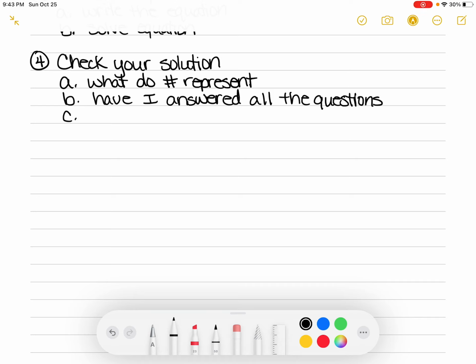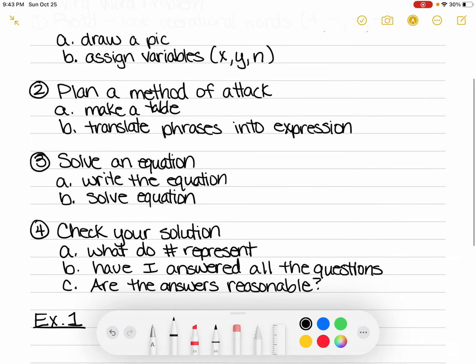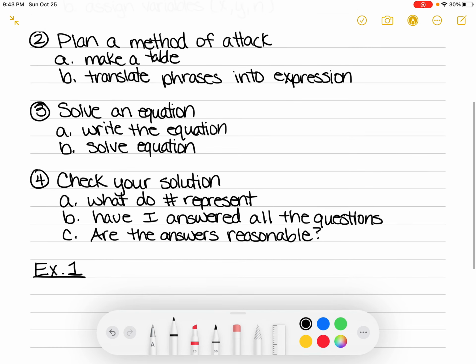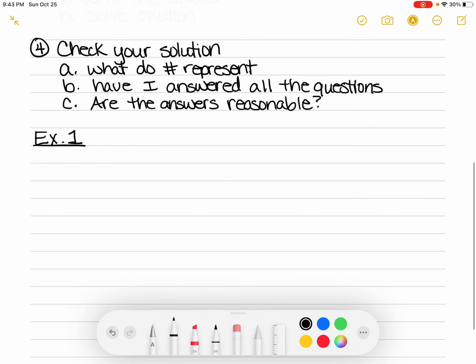And then C, this one's very important. Are the answers reasonable? If you get like negative 10 apples, that might mean maybe I didn't do it right, because you can't have negative 10 apples. So think about things like that. We only have 2 examples, so let's start with the first one, and we're going to use the plan of attack on solving word problems. We're going to read, plan a method of attack, solve an equation, and then check our solution.